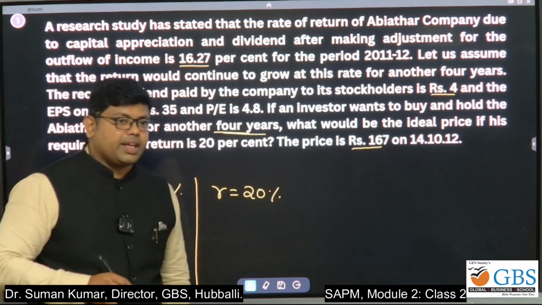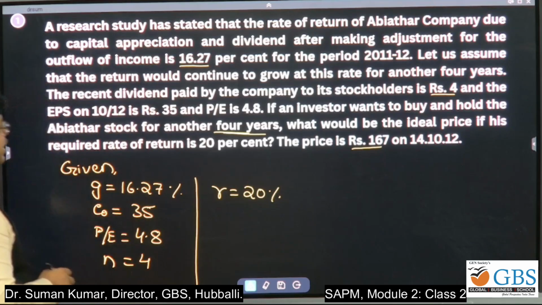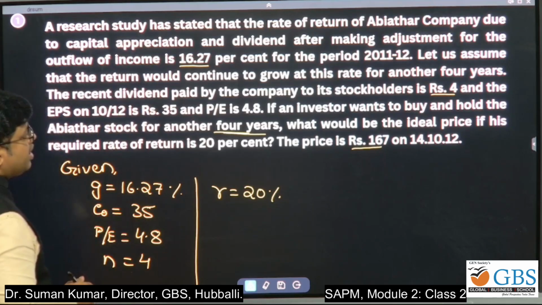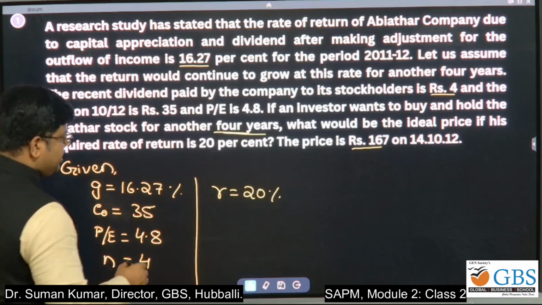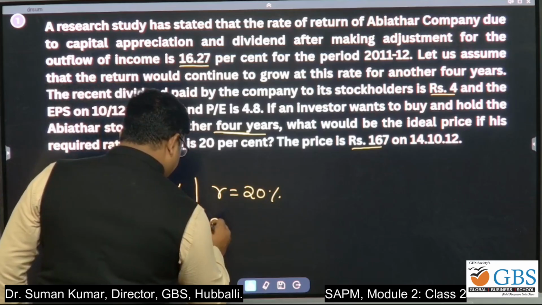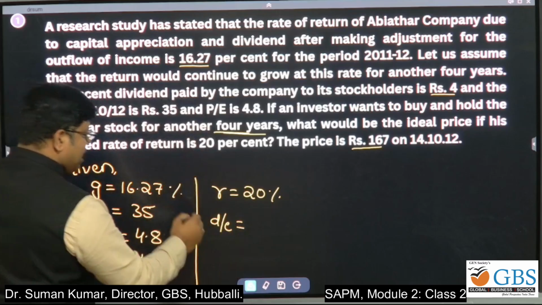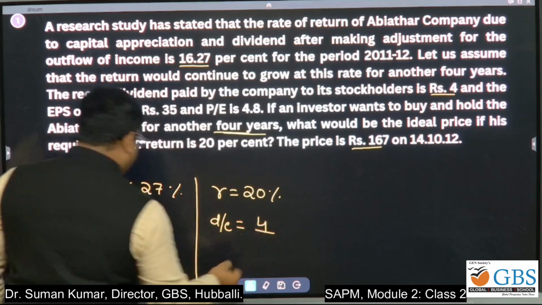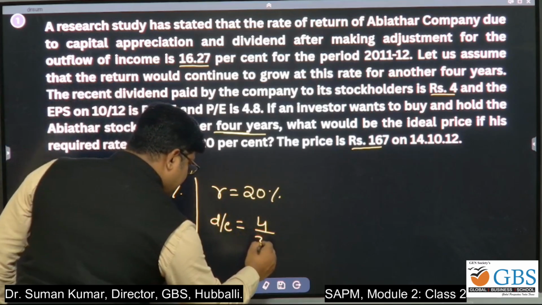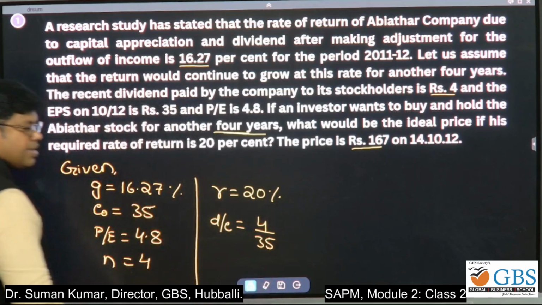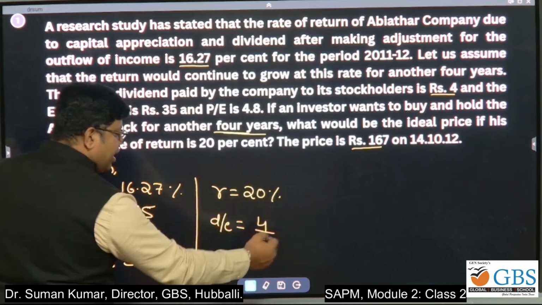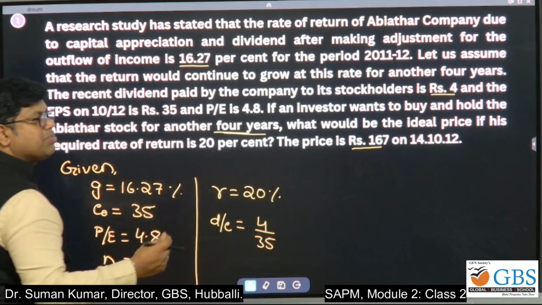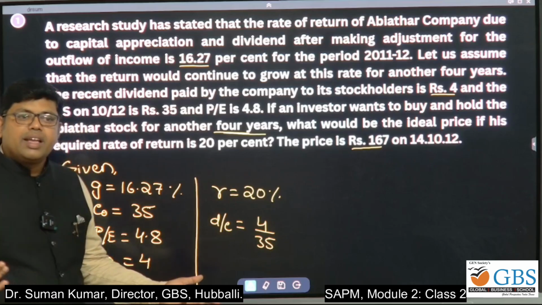Yes, one more thing in the given. What is this dividend paid for? Correct, dividend payout ratio, that is D by E is equal to, dividend is 4, earning per share is 35. Correct? See, dividend payout ratio sometimes they give in numericals like this, or sometimes they may give even in percentage.